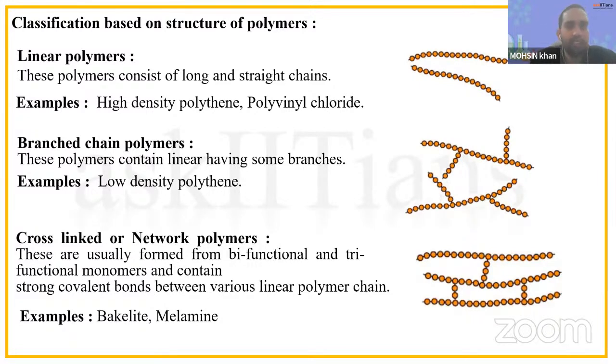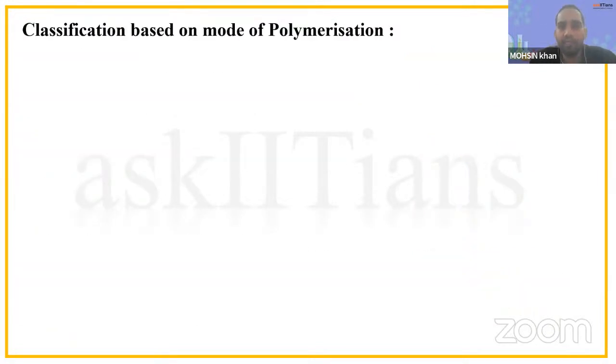Moving on to the next classification. The next classification is based on the mode of polymerization, how we are going to produce the polymer. On that basis, we have two types of polymer. First one is addition polymerization, or addition polymers.